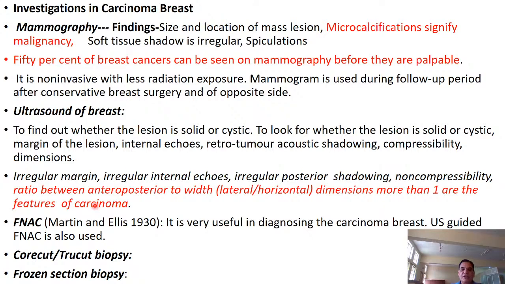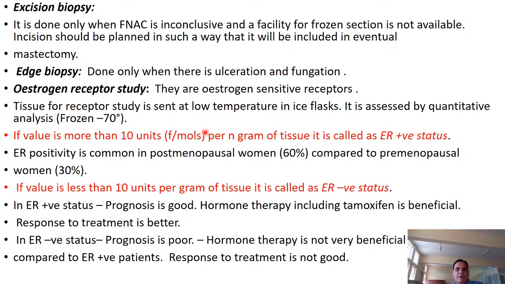Second investigation is FNAC, everybody knows about it, fine needle aspiration cytology. Nowadays, importance is given to core cut or true cut biopsy, and above all, frozen section biopsy, which is taken in case of sentinel lymph node biopsy. The other biopsies are excision biopsy, edge biopsy whenever there is ulceration or fungation, and estrogen receptor study. This is very common now, immunohistochemistry. They are estrogen sensitive receptors, ER and PR. If they ask for a short note, write this down.